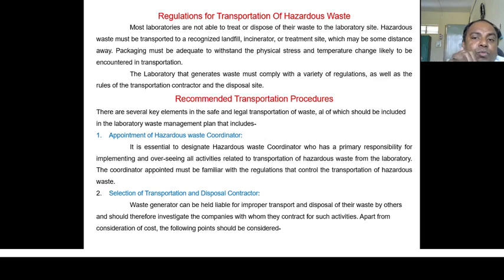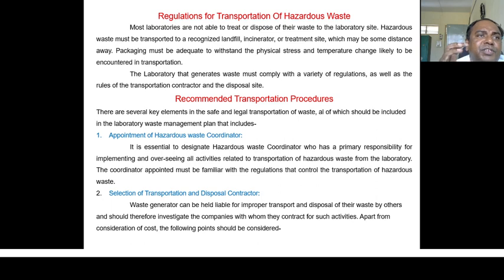Instead, we have to take care that the waste generated must be packed carefully so that it could be easily transported from the place where it has been generated to a place where it can be disposed of. That means a means of transportation would be there between the place where the chemical waste is generated and the place where it has to be disposed of. For that sake, it is necessary that we take care of the packing of the hazardous waste that is generated.